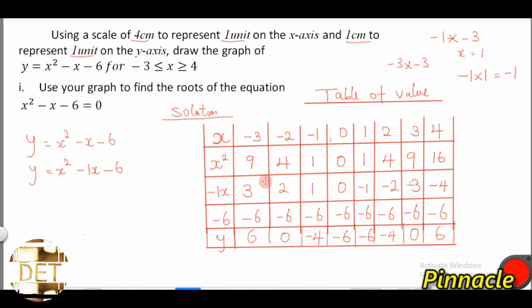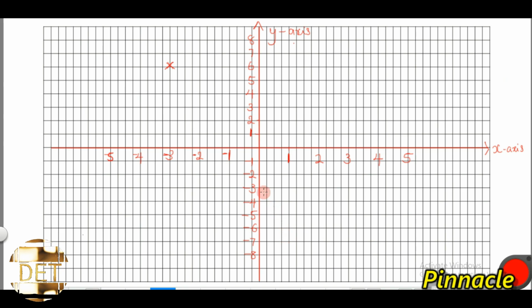Then I'll move to the next value. When x is minus 2, y is what? Y is 0. So when x is minus 2, y is what? Y is 0. This is the point I have 0. So when x is minus 2, y is 0. So I'll come here and mark here. This is where they meet.